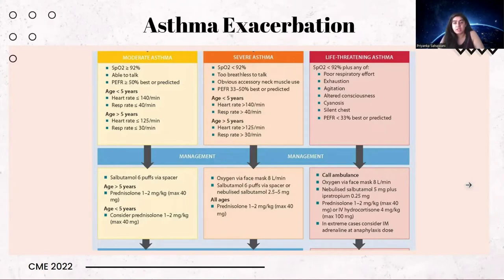And life-threatening asthma is where they have very poor respiratory effort, where you can see that they're about to go into failure, where they are exhausted, agitated, have altered consciousness, easily confused, have cyanosis, and again, as Dr. Rupali said, a silent chest. You will immediately call for an ambulance, you will give them high flow oxygen at 8 liters per minute. You can consider going higher also in such patients. You will give nebulized salbutamol, prednisone to decrease your inflammation, and in extreme cases, you can also give adrenaline at the same dose as for anaphylaxis, which is again age dependent.